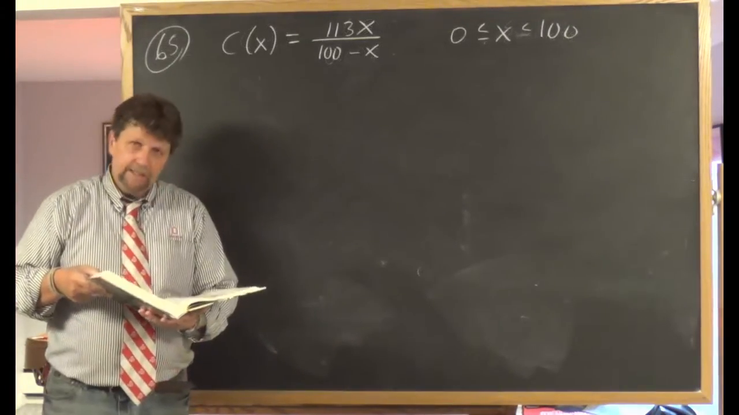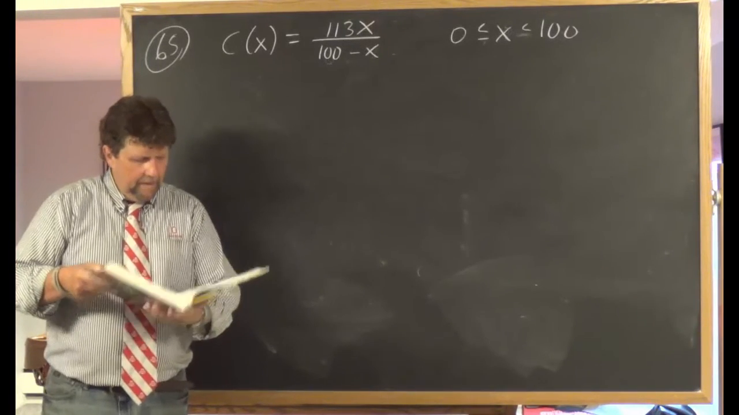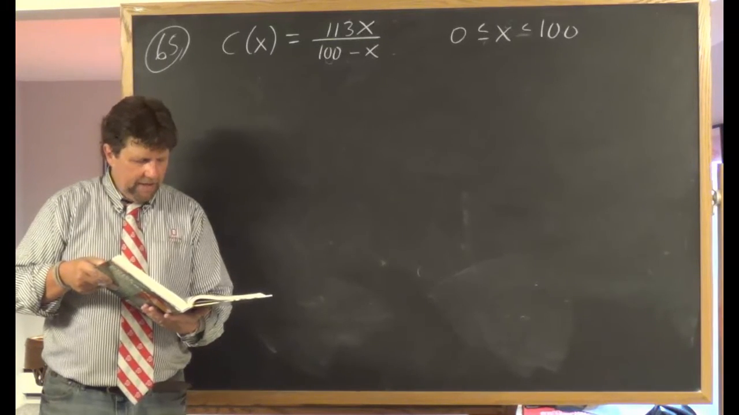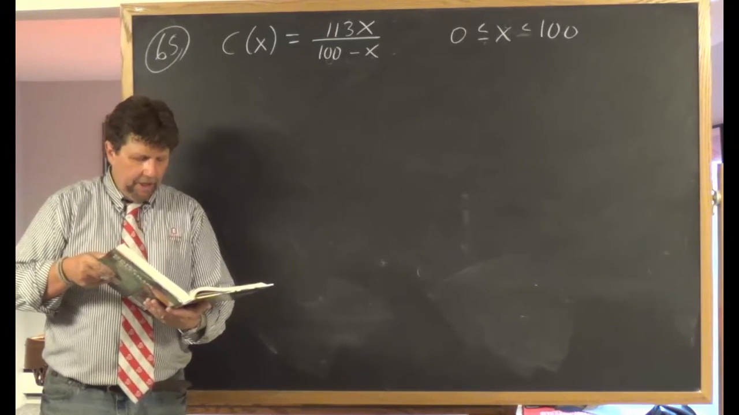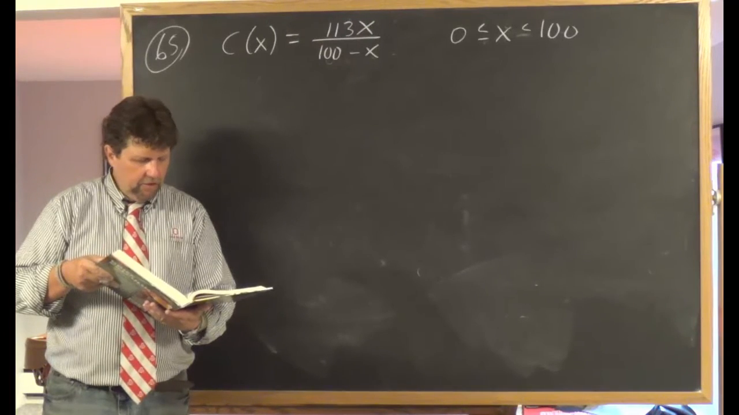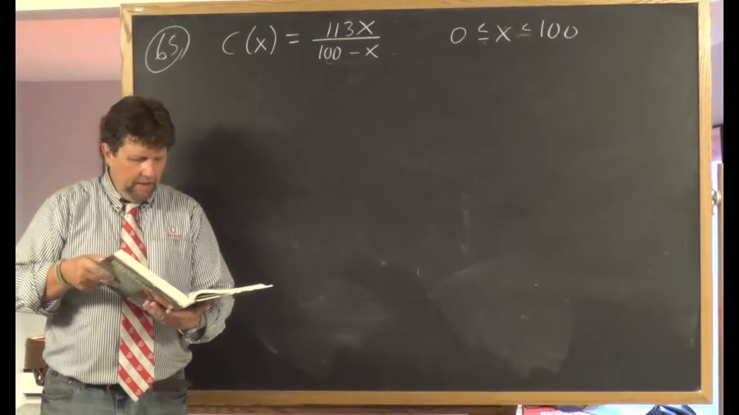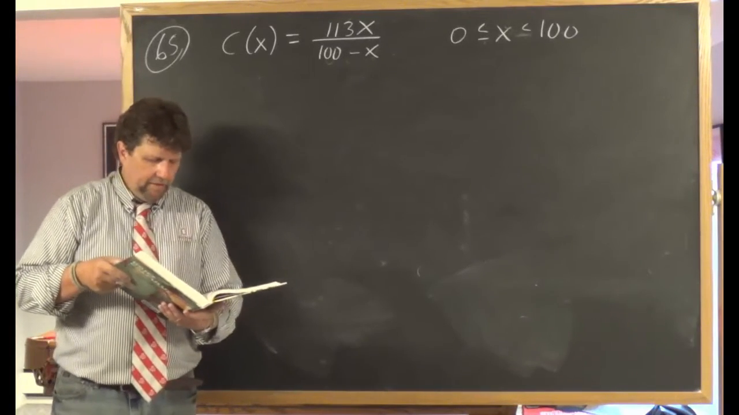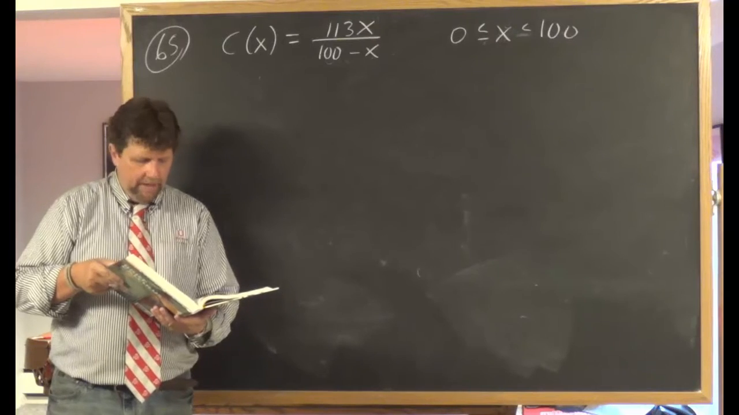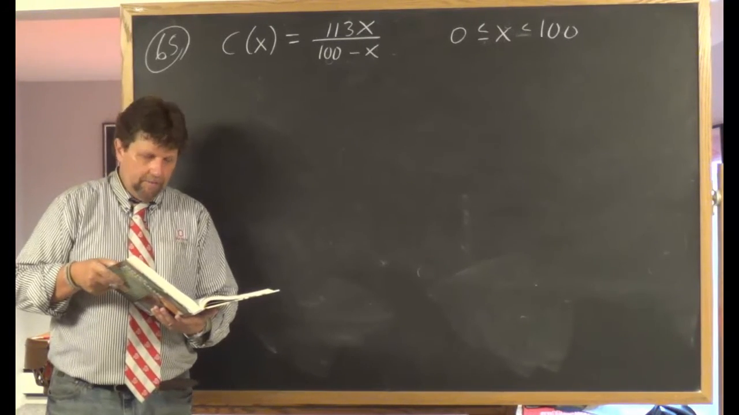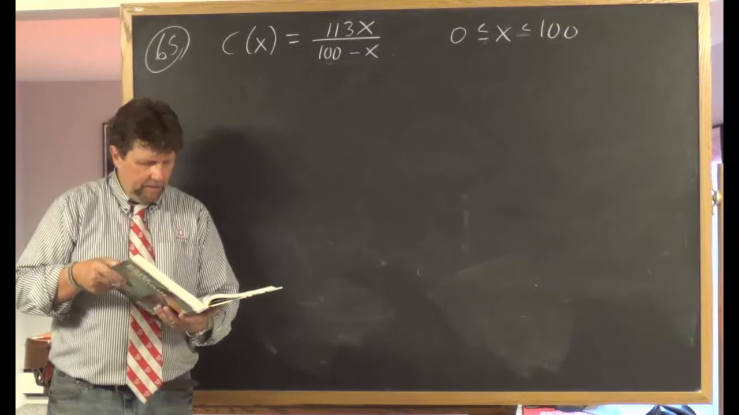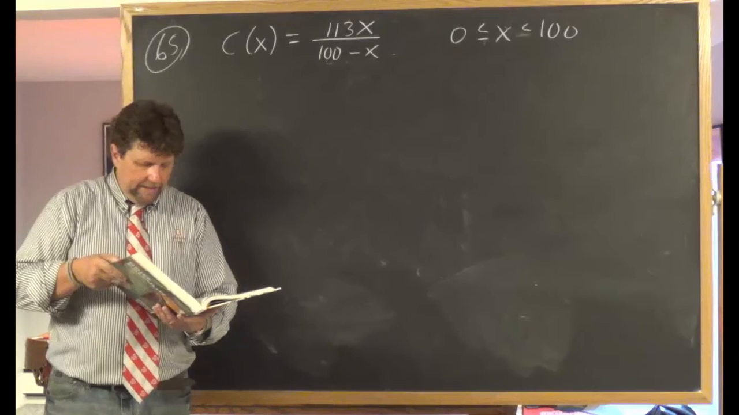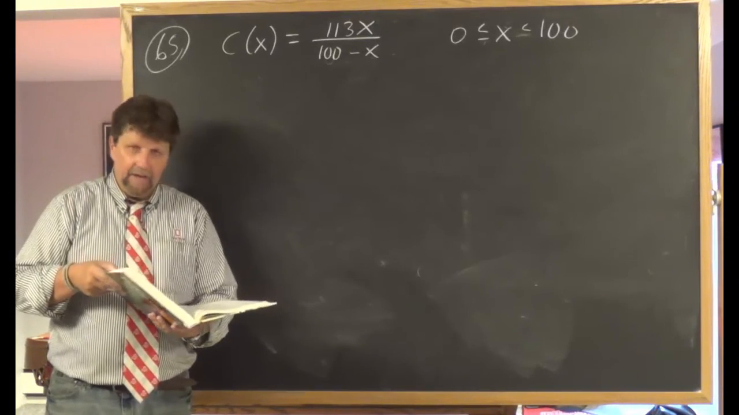All right, folks, here, number 65. It says here, in planning its future operating budget, the City of Rockton hires a consulting firm to determine the cost of removing the pollutants discharged into Lake Watson. They find the cost can be projected by the model C of x equals 113x all over 100 minus x. And notice the restricted domain, 0 less than or equal to x less than 100. X represents the percentage of pollutants removed, and C of x is the cost in thousands of dollars.